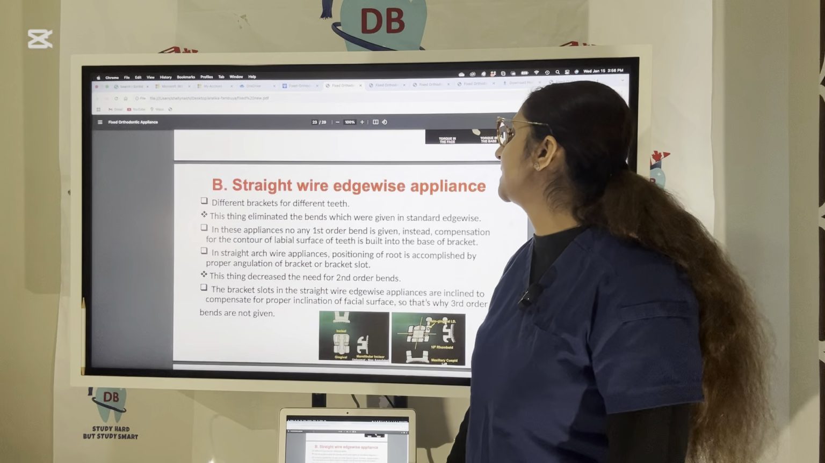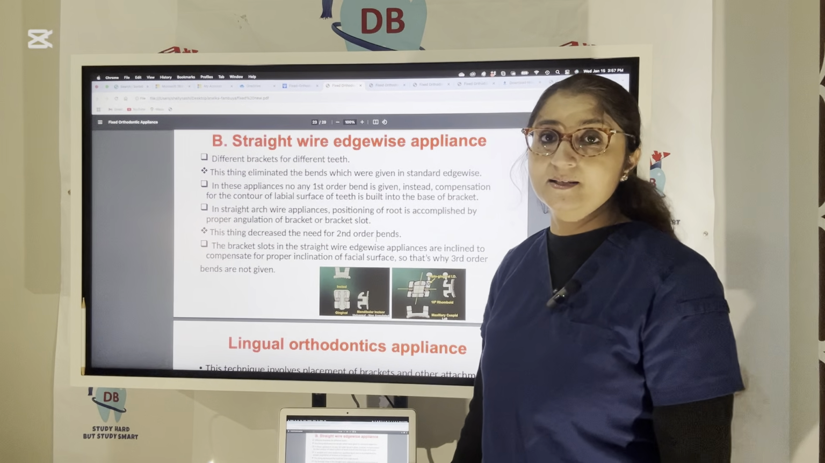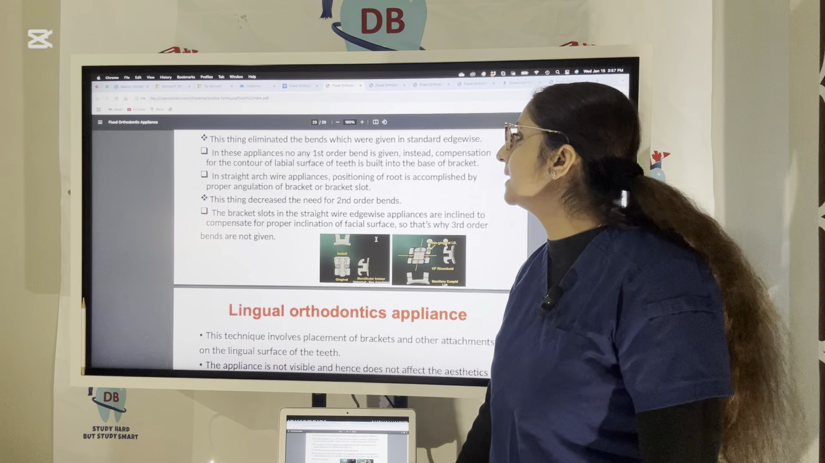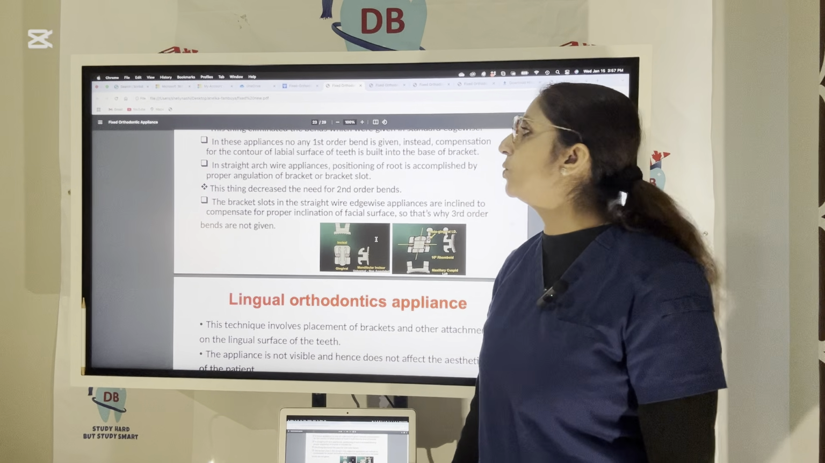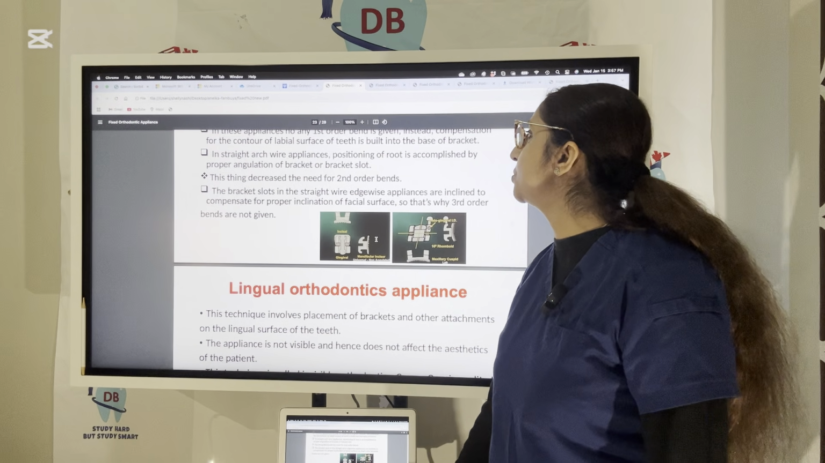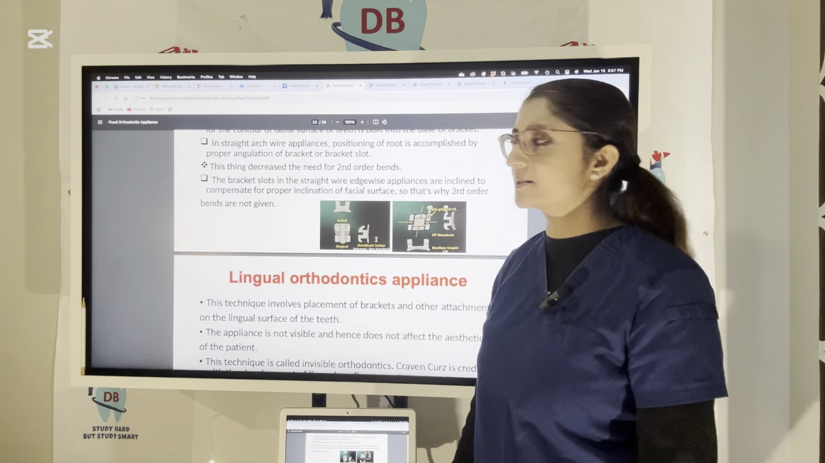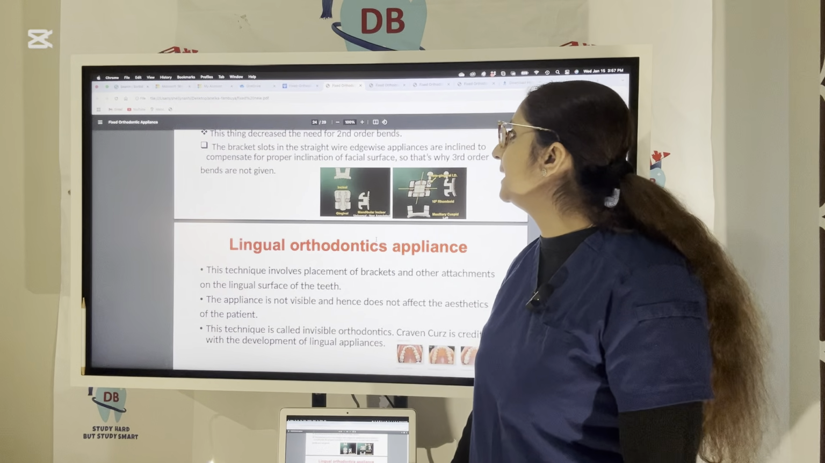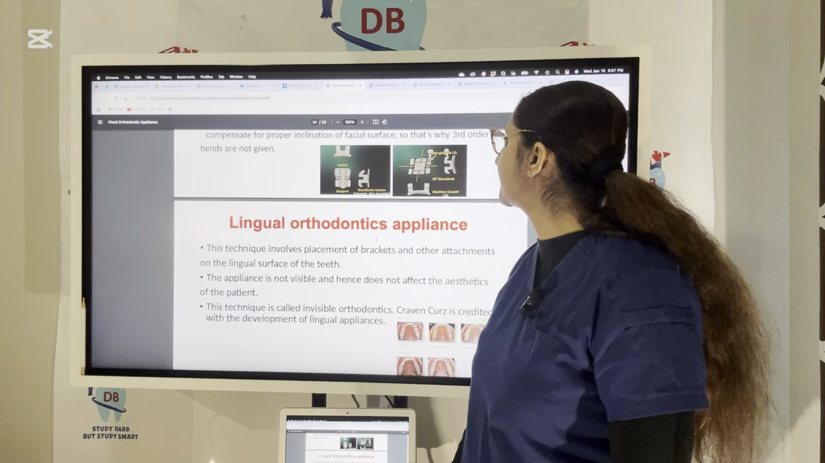So the straight wire edgewise appliance has different brackets for different teeth. So this will eliminate the need of bends in the wire, which were given in the standard edgewise. In these appliances, no first order bend is given. Instead, compensation for the contour of the labial surface of the teeth is built in the base of the bracket itself. In the straight arch wire appliance, positioning of the root is accomplished by proper angulation in the bracket slot. Again, the need of second order bends is not there. The bracket slots in the straight wire edgewise appliance are inclined to compensate for proper inclination of the facial surface. So even third order bends are not required here. So this is called a bracket prescription.